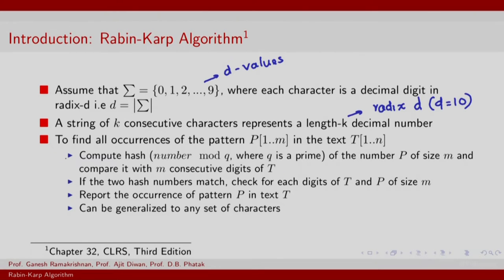Now why hash? Well, one could do the following. One could look at the decimal or the radix D representation for the text, say starting at position S and ending at position S plus M minus 1. Compare that with the pattern starting at position 1 and ending at position M. And one could check whether the radix D representations for T and P are exactly the same. However, this can be expensive.